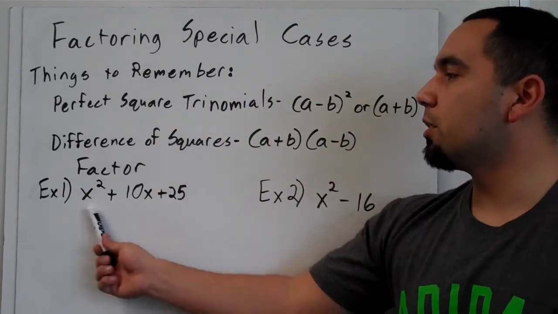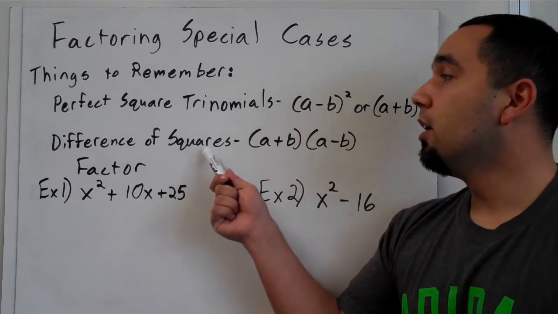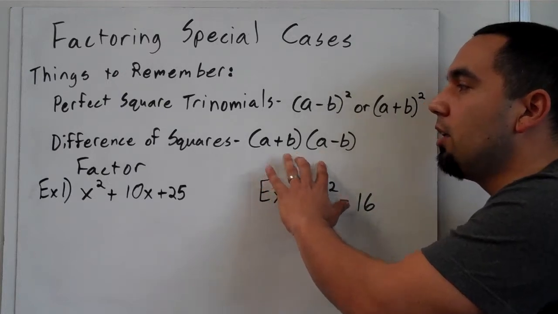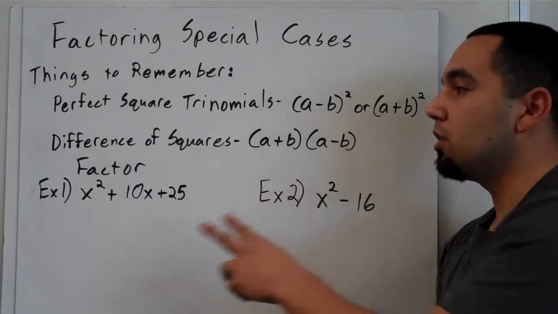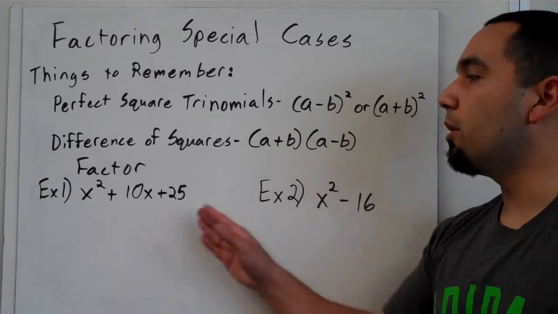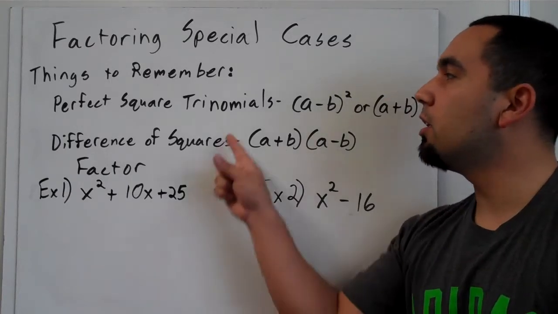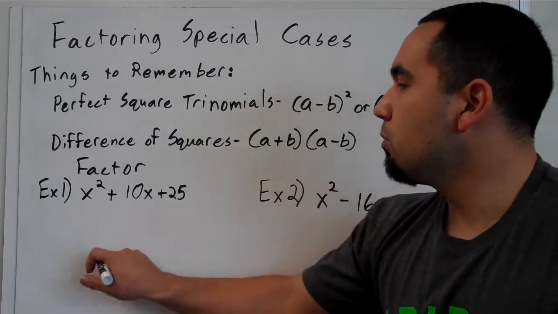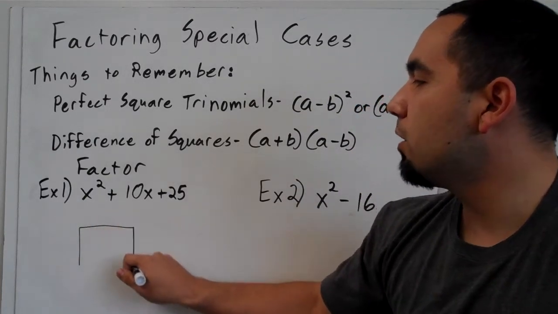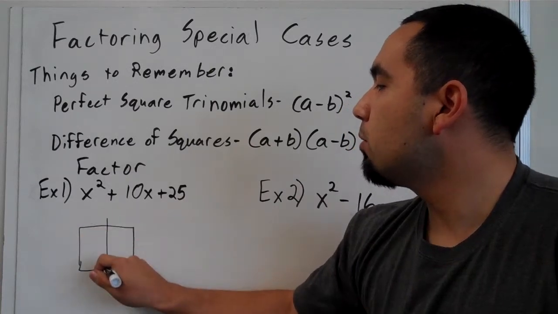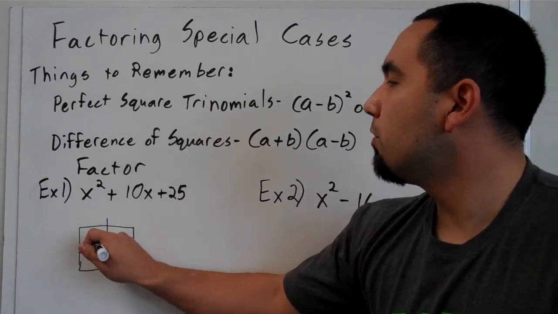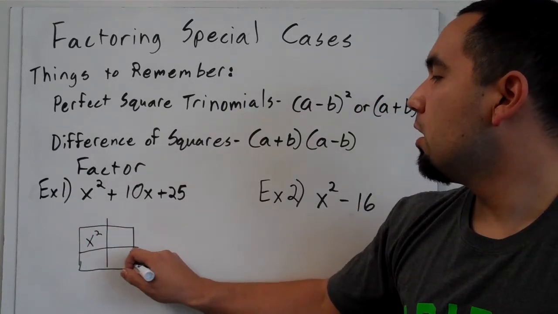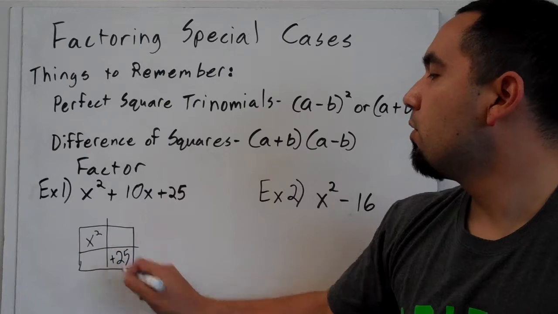So looking right at this one, I can tell right off the bat, it is not the difference of squares, right? Because the difference of squares, when we multiply it out, we only get two terms. And here I have three. So I know I'm not dealing with the difference of squares here. I'm most likely dealing with a perfect square trinomial. But we're going to treat it exactly the same. So whenever we're factoring these, we have a box, right? And I know that my first one is x squared and my last one is positive 25.